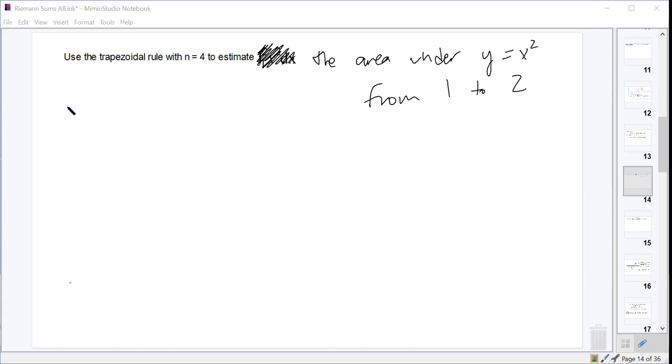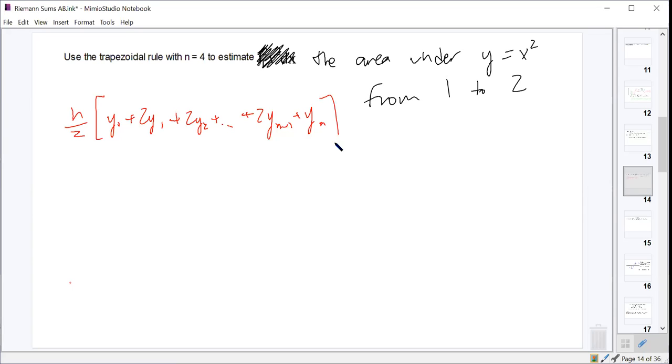We've got the formula, right? H over 2, times y naught plus 2y1 plus 2y2, and so on. So what do we need to figure out? We need to figure out what y naught, y1, y2, and y sub n minus 1 and y sub n are, right? And we also need to figure out what h is, don't we?